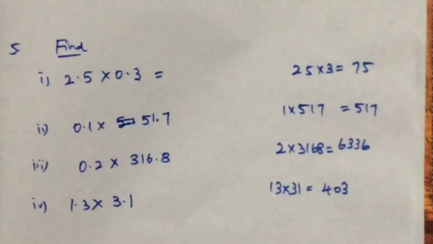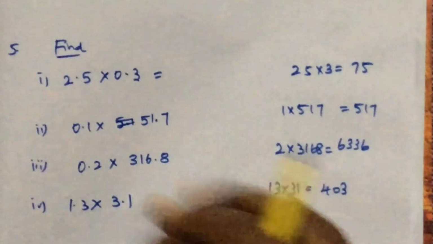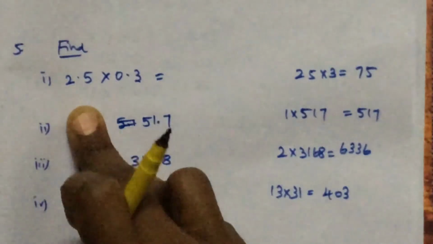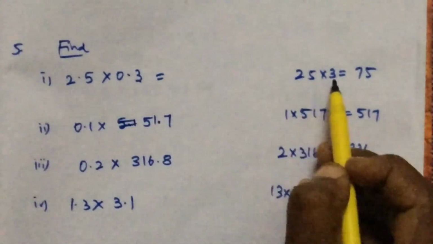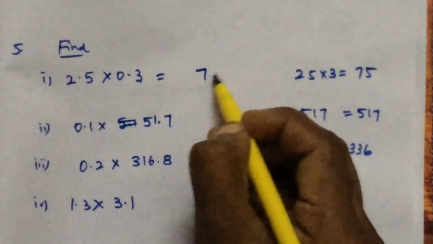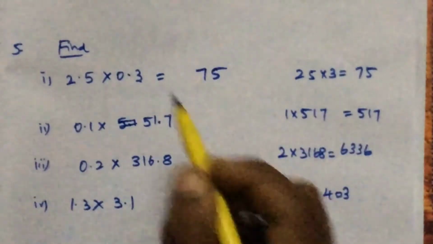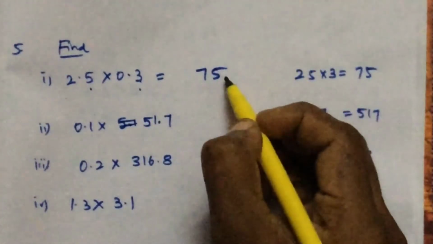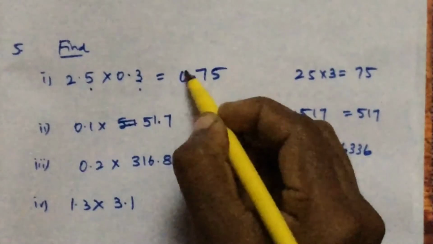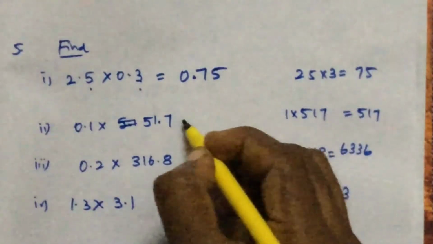Okay. The next problem is, here both the numbers are decimal numbers. So first you have to see what is here. It is 25 and here it is 3. 25 multiplied by 3 is 75. Now we have to count the number of digits. Here it is 1 and here it is 1. 2 digits. From here it goes to here, which is 0.75.